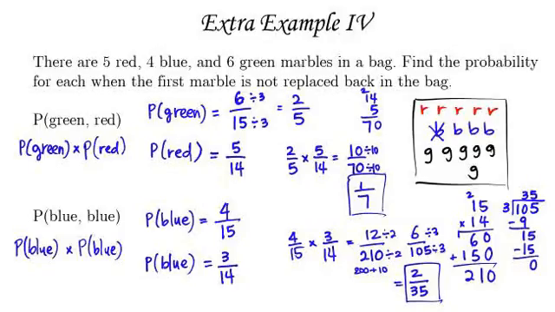So again, finding the probability of two events, you have to find the probability of each event occurring, and then you're going to multiply them together, whether it's independent or dependent events. And that's it for this lesson.